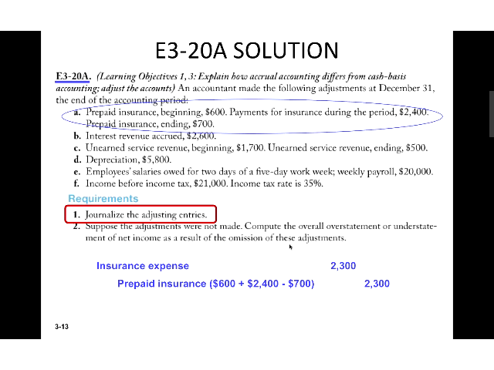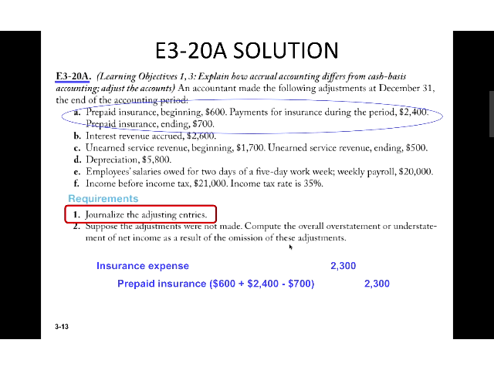If we have an adjusting entry for insurance, it's always going to be the debit insurance expense, credit prepaid insurance. Now this one's a little bit different from the one we did in class because we had payments for insurance during the period.